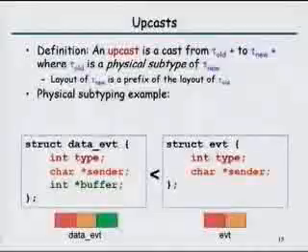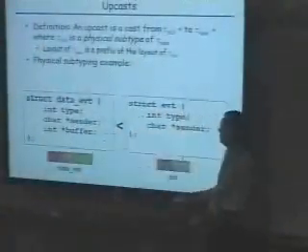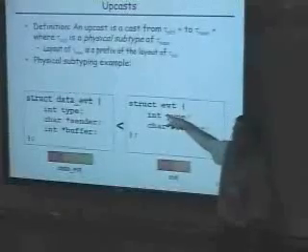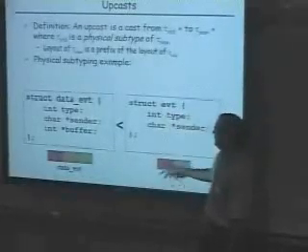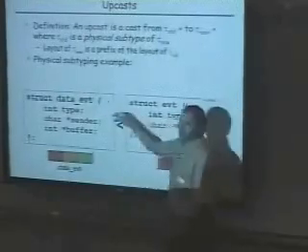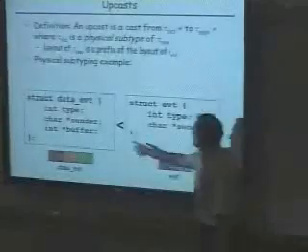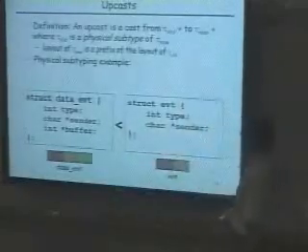Let's look at upcasts. Let's take a look at this data type here. Data event has 3 fields, and we call this a physical subtype of this shorter struct. If you think of the layout of classes in object-oriented programming, then this would be a superclass of this. Casting in this direction is an upcast, and it's perfectly fine.